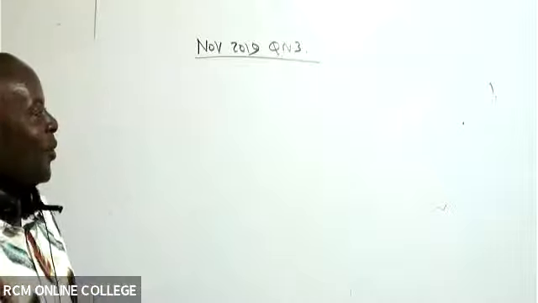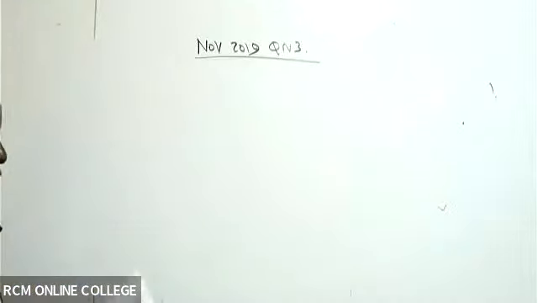Okay, so November 2019, question number 3. You can see a situation where this gentleman has $1 million. He has invested 200,000 in X and 800,000 in Y. So basically, they want us to get the weights there. So how do we get these weights?